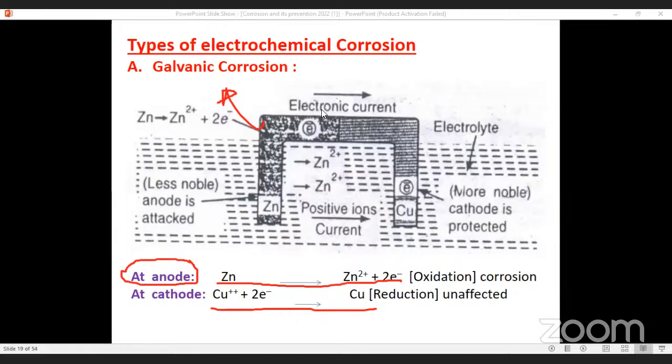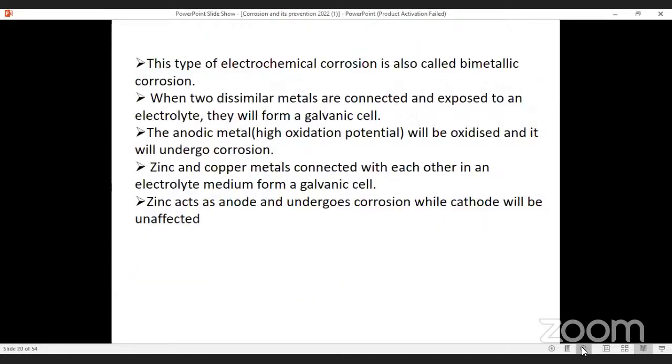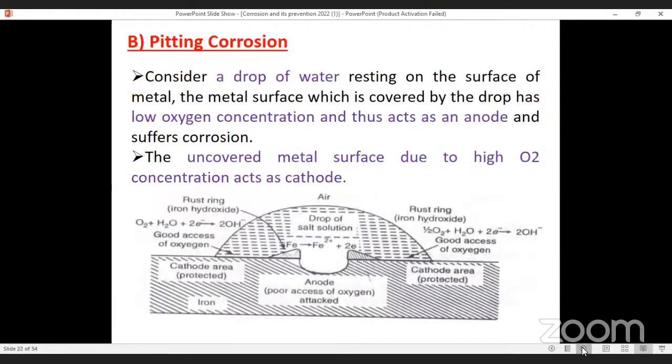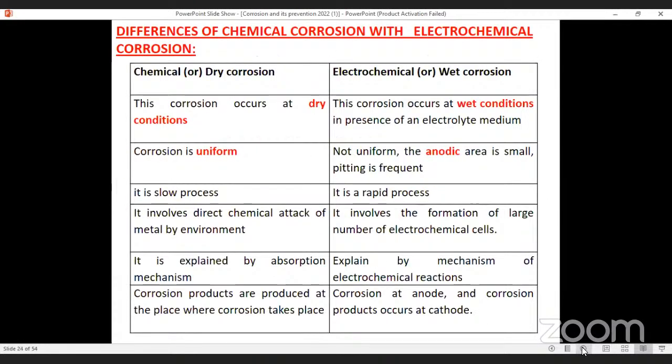The remaining ones are not needed. So only two: what is the corrosion process, and what are the types, dry corrosion and wet corrosion. How we prevent corrosion is by using protective coatings. Just go through the comparison of electrochemical corrosion and chemical corrosion, that is, dry corrosion and wet corrosion, which we discussed in the previous two methods.